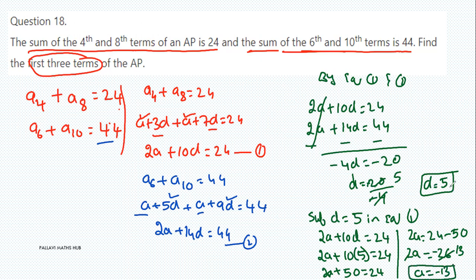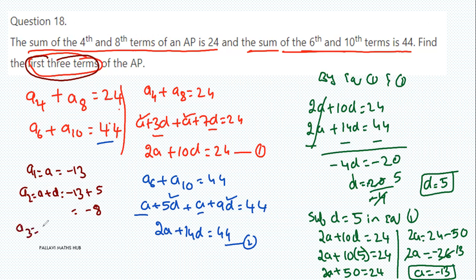Yes, you got the value of D as well as A. But what is the question? The question is you need to find the first 3 terms. Is it right? So first 3 terms. A1 is equal to A, which is minus 13. A2 is equal to A plus D. The value of A is minus 13 plus the value of D is 5, which is equal to minus 8.